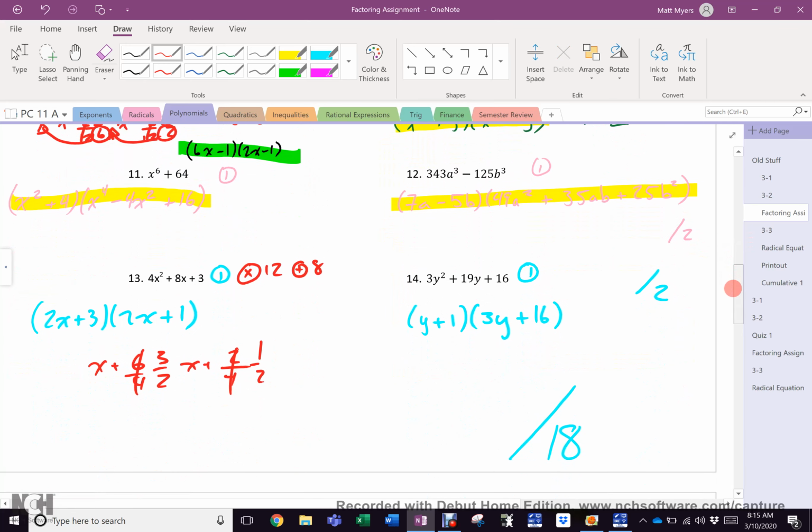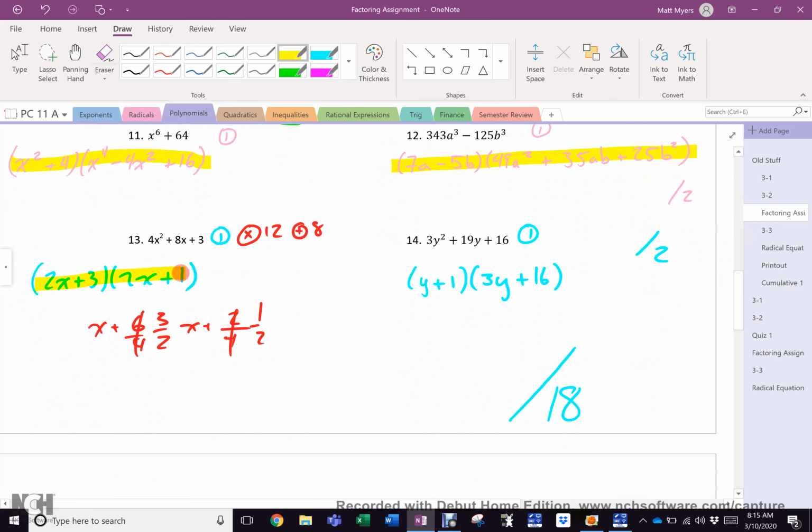And there's 13 and 14, both for 1 each. Making the first page out of 18. Total up your stuff, please.